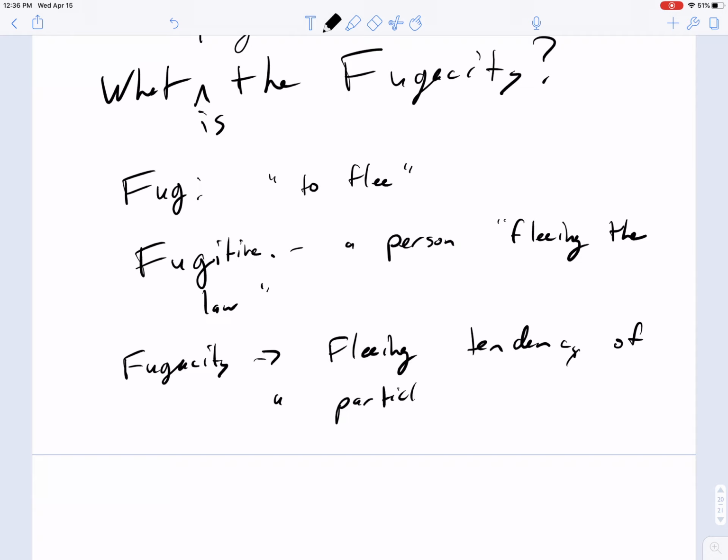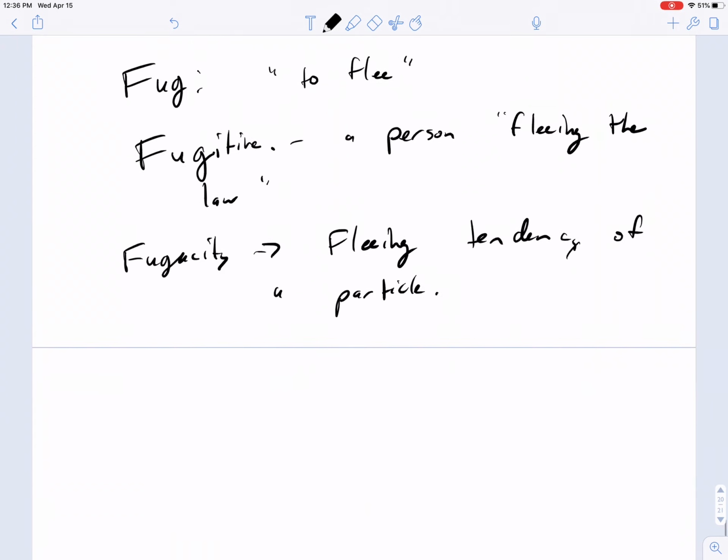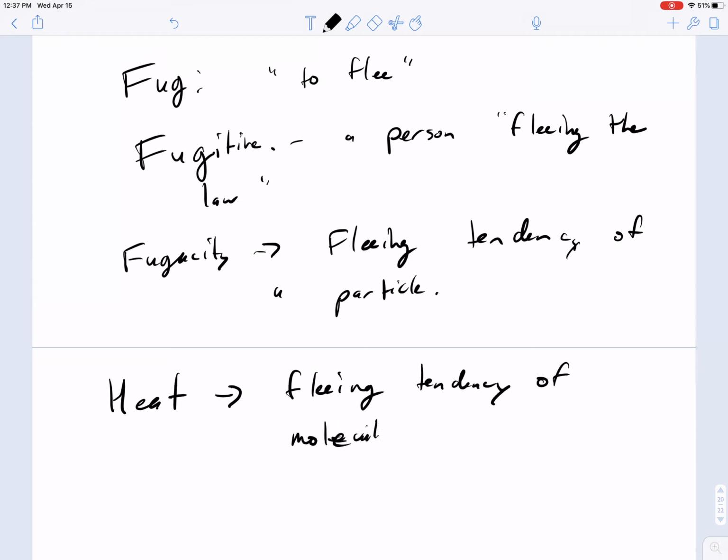So, like the fugitive, fugacity, or the fleeing tendency of a particle, there is a driving force that leads to both. And very simply put, heat tends to increase the fleeing tendency of molecules and fugitives of the law.